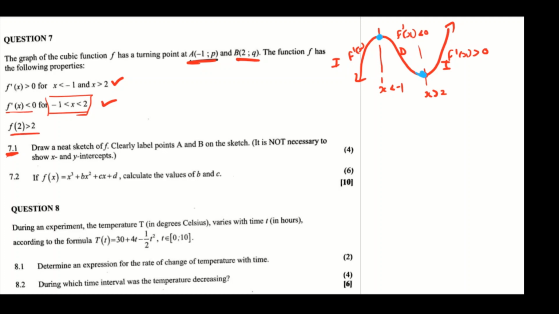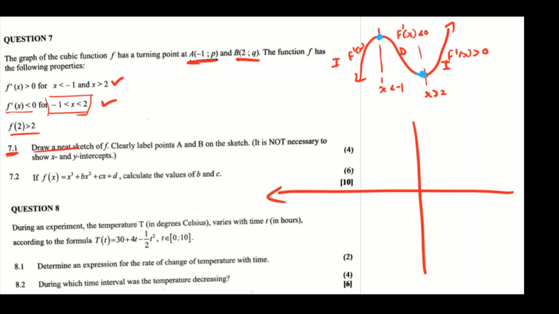Now here we are told that when the x value is 2, the y value is greater than 2. So what it means is the following. So now we're drawing 7.1. Just gonna do it here.